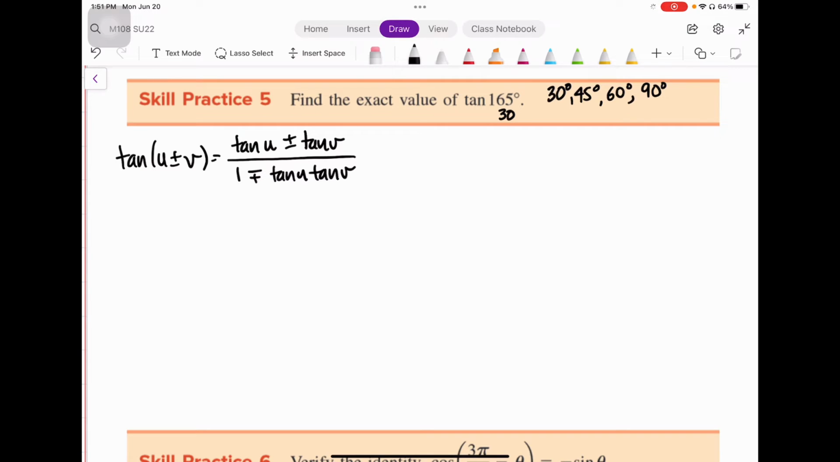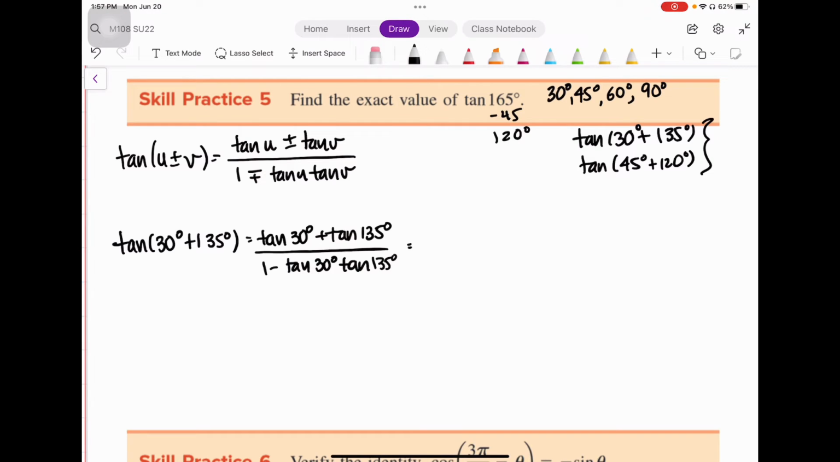165 minus 30 is 135, which is on the unit circle. So I could do the tangent of 30 plus 135 degrees. Or let's say I could take away 45. That's 120 degrees. So I could do the tangent of 45 degrees plus 120 degrees. Both of those values are also on the unit circle. And it shouldn't matter which ones you use, you're going to get the same value.